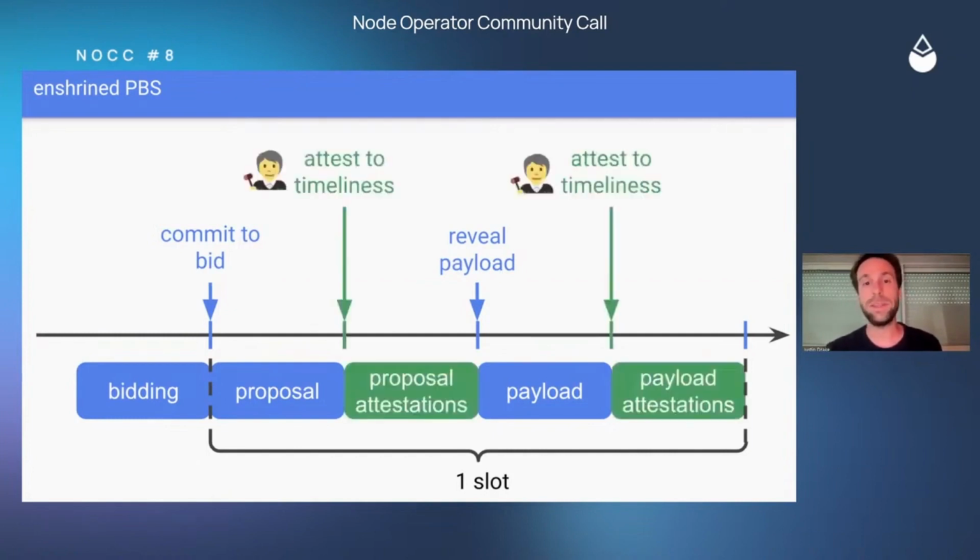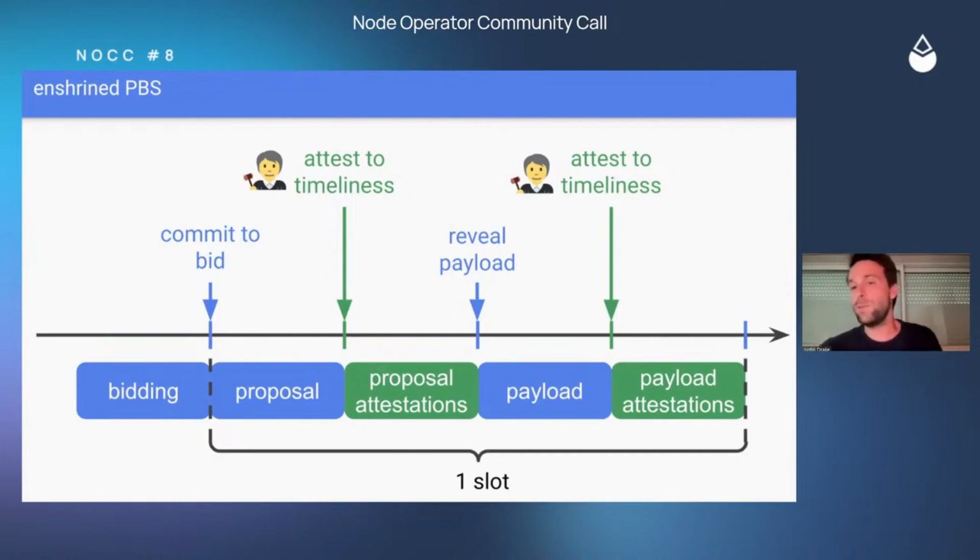And the way that we make sure everything goes smoothly is that we invoke the attesters. We ask the attesters as a committee to attest to the timeliness, meaning that these consensus messages were gossiped on time. So we ask the attesters to commit to the timeliness of the proposal, which is this committed bid, and we ask them to attest to the timeliness of the builder's payload reveal.